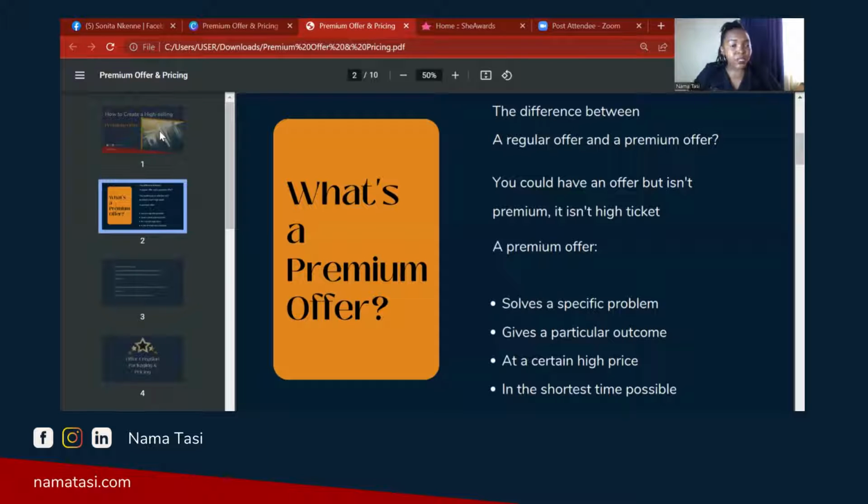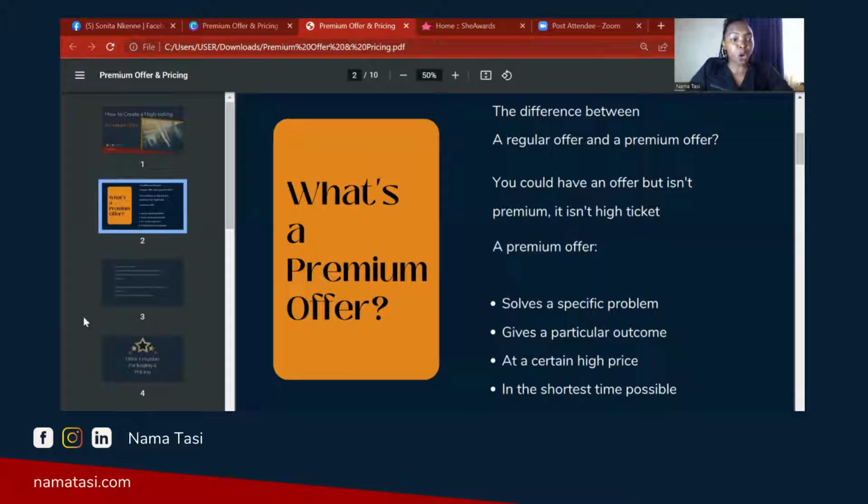So that is what I want you to think of when you're creating this offer. What is a suitable time for your clients to internalize and integrate your offer so that they get the solution that they want? All right, that is the shortest time possible. It's not like the shortest time, like 1 month, 2 months, whatever. You determine it that way.